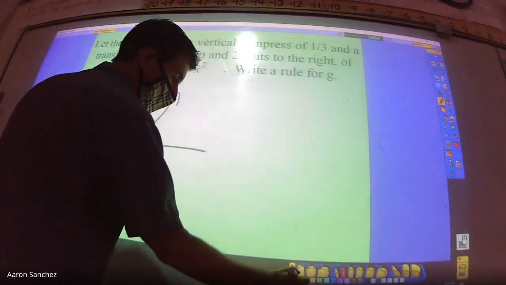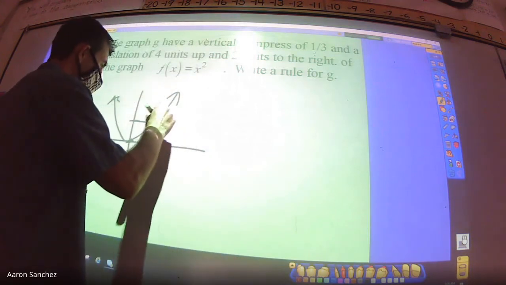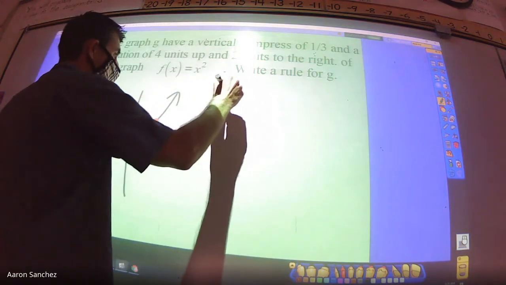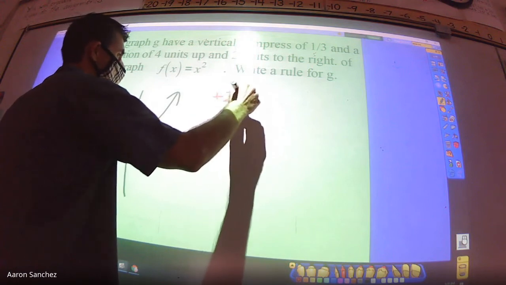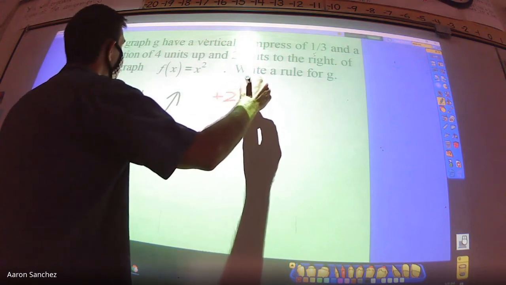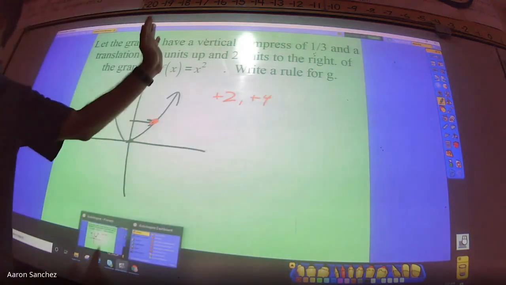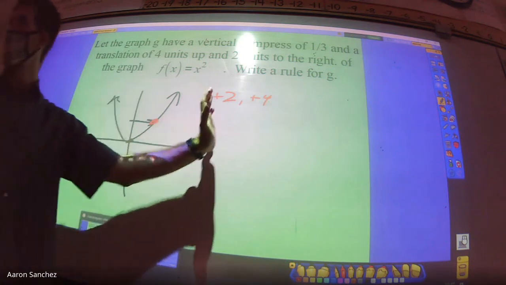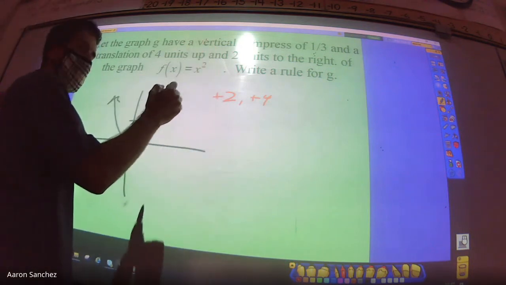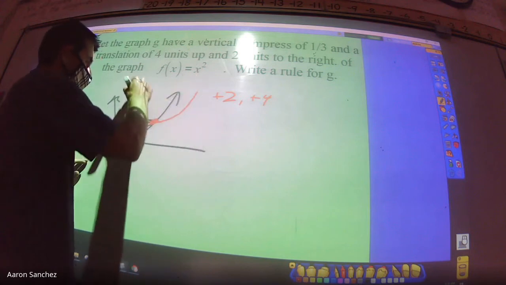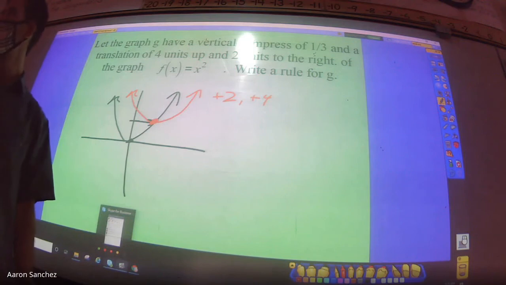So my new vertex is right here. I go 2 units to the right, I go plus 2, I go up 4, right? See what I'm doing there? You see that? Over 2, up 4. So my new one, and then it's going to have a compression of 1/3, so it's going to be wide, whatever. So it'll be like that, right? You guys get it?